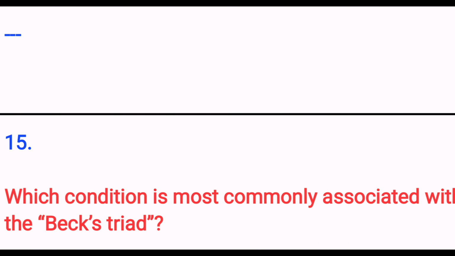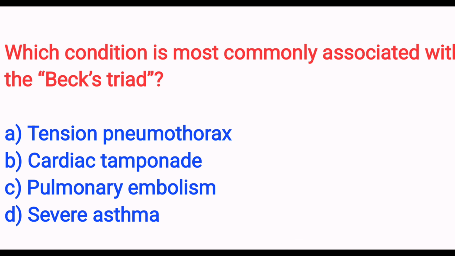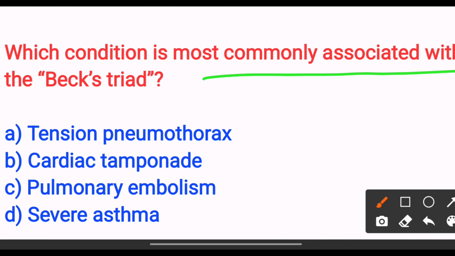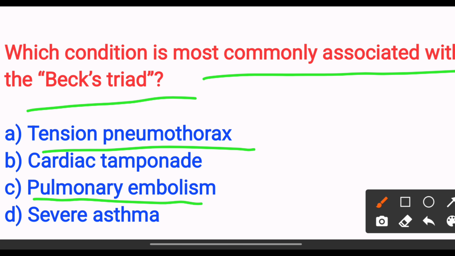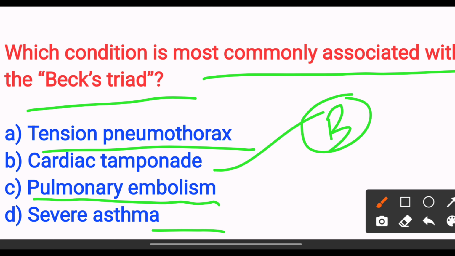Next, which condition is most commonly associated with Beck's triad? Option A, tension pneumothorax; option B, cardiac tamponade; option C, pulmonary embolism; option D, severe asthma. The answer is option B, cardiac tamponade.